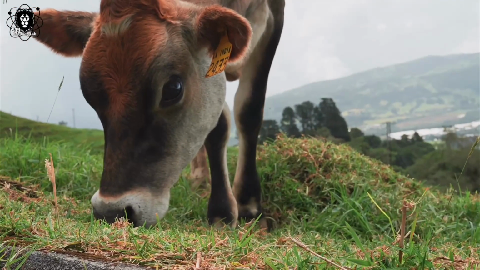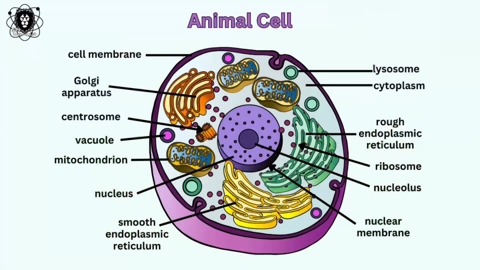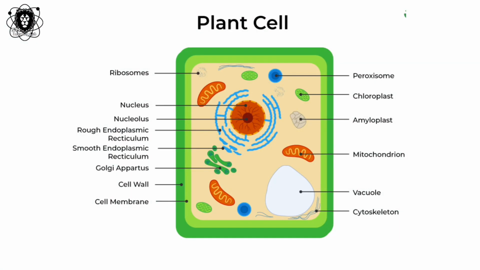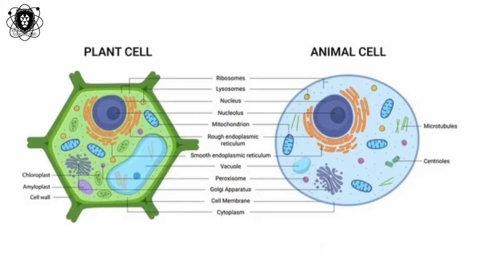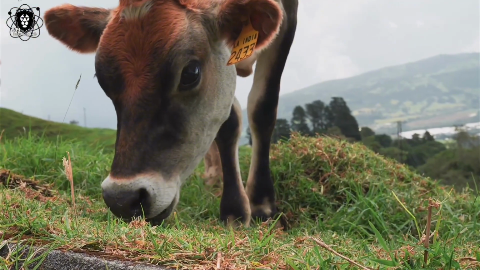We're taking a closer look at two of the most important building blocks of life on Earth: animal cells and plant cells. Even though they look different, they actually share many similarities and a few key differences that make plants and animals unique.